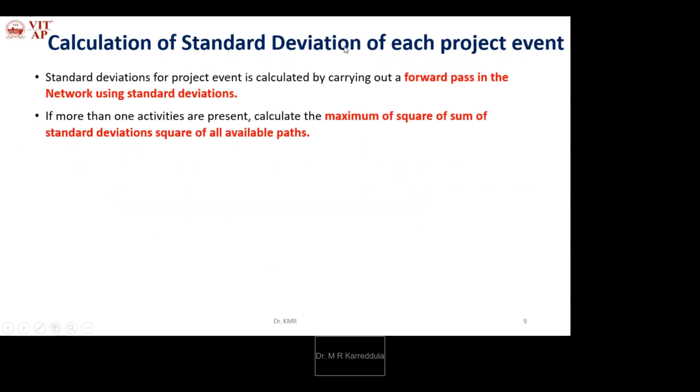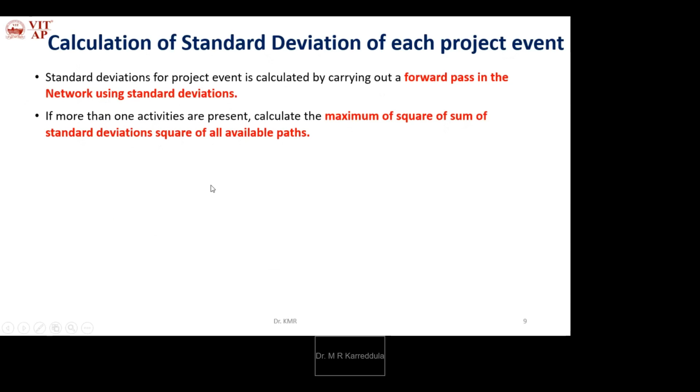Then the standard deviation of every project event. The standard deviation for a project event is calculated by carrying out a forward pass in the network using standard deviations, from left to right, for every event. If more than one activity is present, calculate the maximum of the square root of the sum of standard deviation squares of all available paths. You need to understand this.